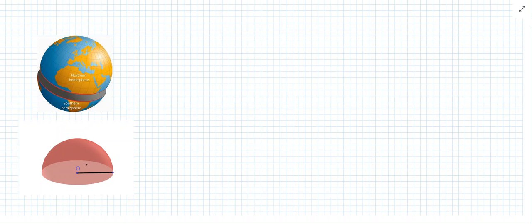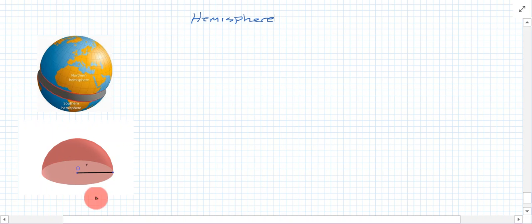Okay, so what I want to look at in this lesson is the hemisphere. If we have a look at something like this, this is your general hemisphere. A way to think about it is like if you took a sphere and cut it in half. If we think about the Earth, for example, it's split up into two hemispheres. You have the northern hemisphere and the southern hemisphere as well.